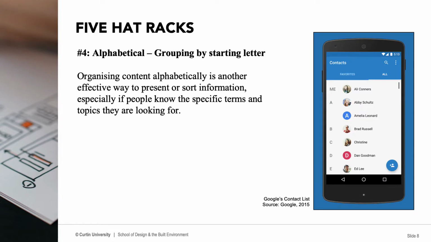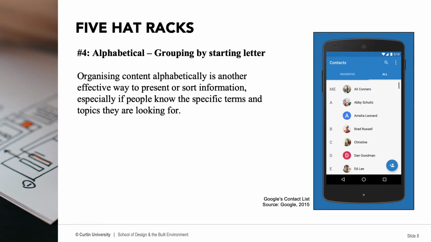The next category that we're going to look at is alphabetical, grouping by starting letter. Now we see this mode of categorization most commonly on our contact lists on our phone, right? So if you need to call someone very often, your phone will have them alphabetically listed by their first name usually, or you can get your phone to organize by last name. Now, organizing content alphabetically is another really effective way to present or sort information, especially if people know the specific terms or topics that they're looking for.